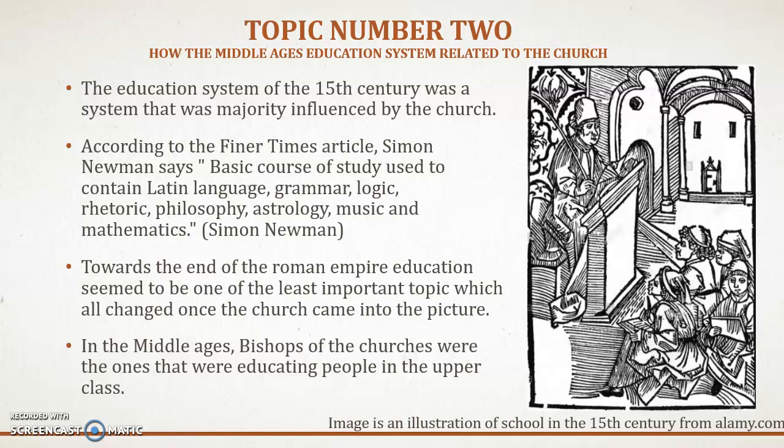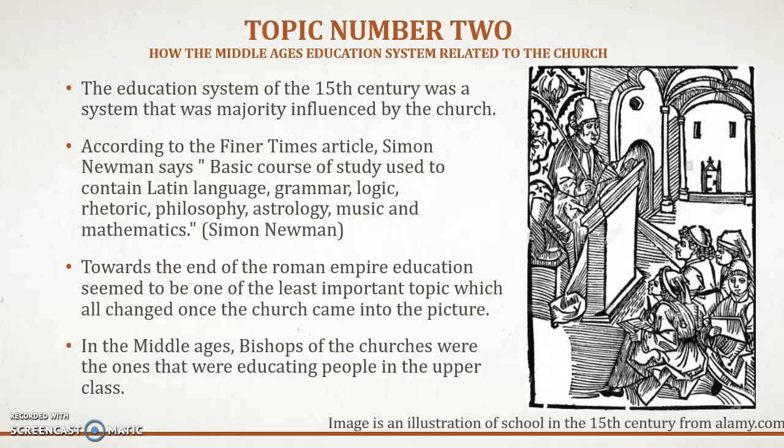And so, according to the Finer Times article, Simon Newman says the basic course of study used to contain Latin language, grammar, logic, rhetoric, philosophy, astrology, music, and mathematics. So you see that all of that stuff is under basic course of study. Basic course of study nowadays is not all of that stuff. You have math, science, language arts, and social studies. That's it. So it's kind of interesting to see that all of their basic course study that the education system offered is all of that stuff put together. People were learning all of that stuff.